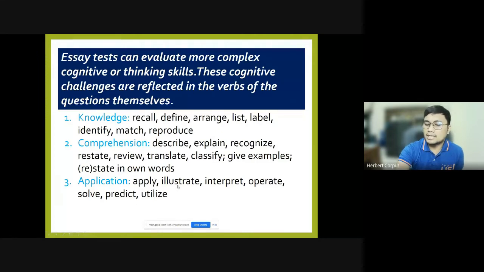how learning outcomes are crafted or how learning outcomes are written. Okay? Interpret, and others. So we can just ask them that. Ang essay questions ay hindi lamang sinusulat in an interrogatory form or in direct question form.